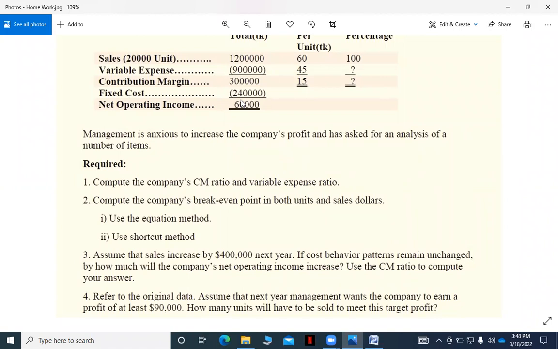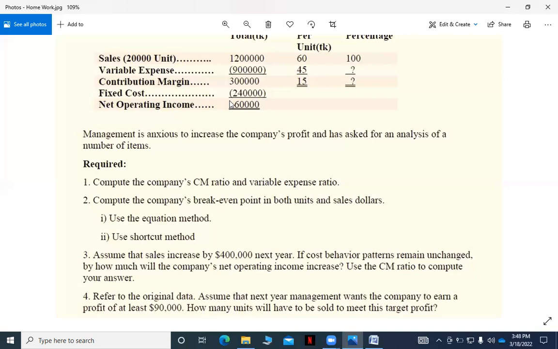Clear? Yes sir. Not clear. Okay. So I say fixed cost is a cost which is not related with the production or it is not related with the sales. How much unit you sold or how much unit you produced, still our fixed cost remains same.